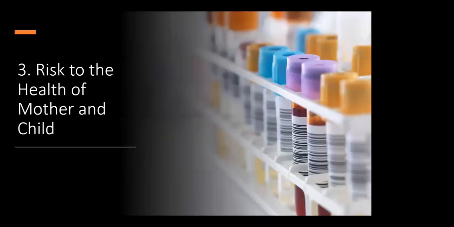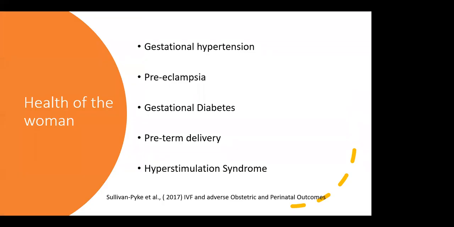Number 3 is risk to the health of the mother and the child. There's clear evidence that women who participate in IVF have a higher rate of gestational hypertension, preeclampsia, gestational diabetes, and preterm delivery. Now, most of this was due to the high incidence of multiple pregnancies. However, there's evidence for these even in singleton IVF pregnancies. There's also the illness ovarian hyperstimulation syndrome, that some women can get.